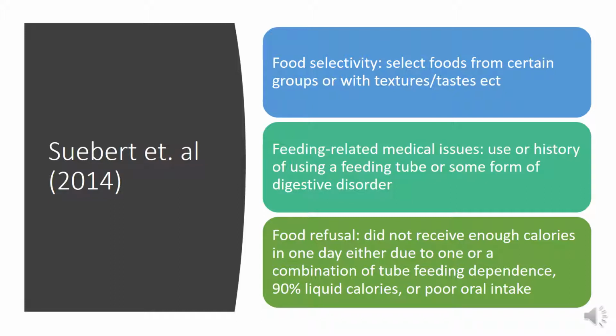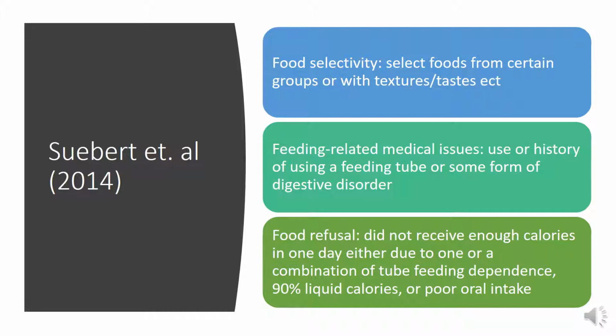They defined feeding-related medical issues as use of or history of using a feeding tube or some form of digestive disorder, meaning they have some sort of history of a gastrointestinal issue. And then they defined food refusal as did not receive enough calories in one day, either due to one or a combination of two: feeding dependence, 90% liquid calories, or just poor oral intake, meaning that they point blank are refusing the food, or they are mostly surviving on a liquid diet or liquid calories such as juice, or I think a common one is Pedialyte. That's one I see often at my clinic.